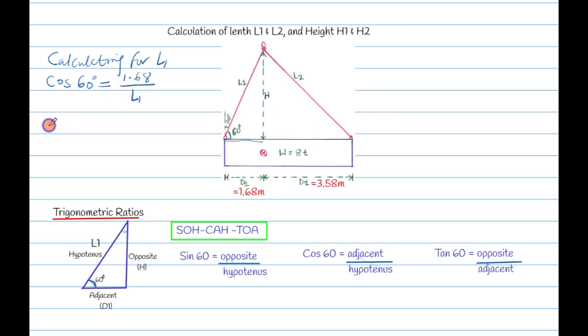So making L1 the subject of the formula, L1 equals 1.68 divided by cos 60 degrees. So this will give us 1.68 divided by 0.5, since cos 60 is 0.5, and our L1 is around 3.36 meters. Now we need to do the same for h.